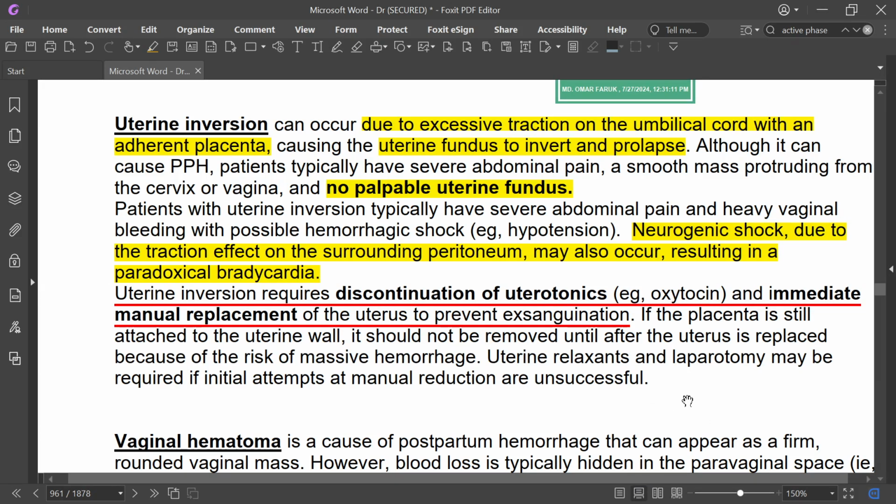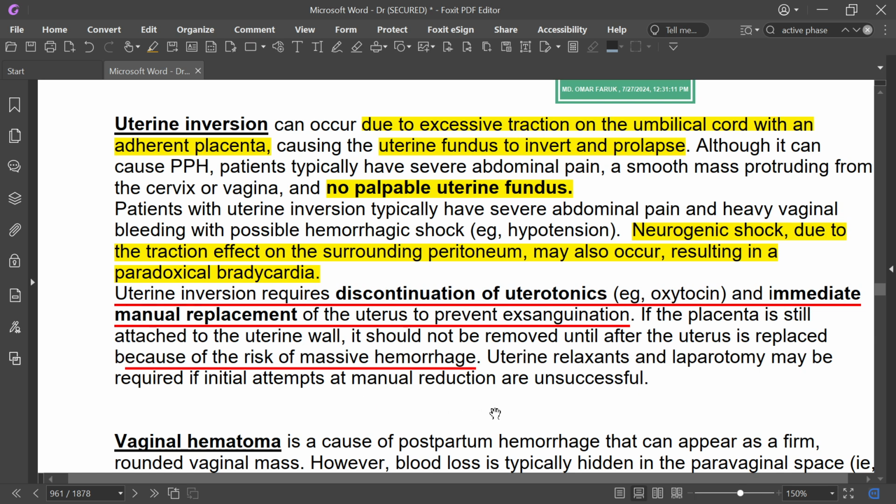If the placenta is still attached to the uterine wall, it should not be removed until after the uterus is replaced, because it can cause massive hemorrhage.